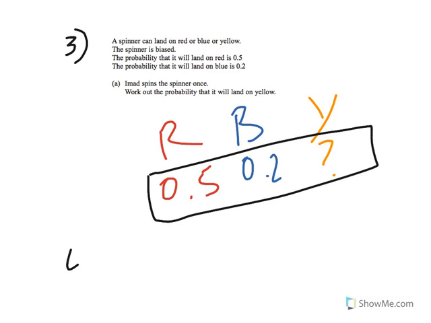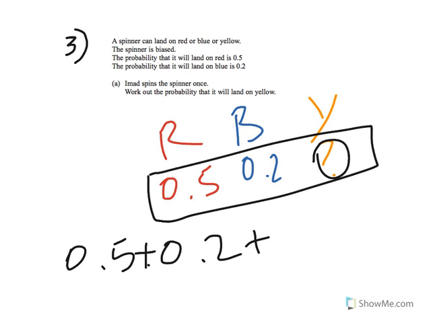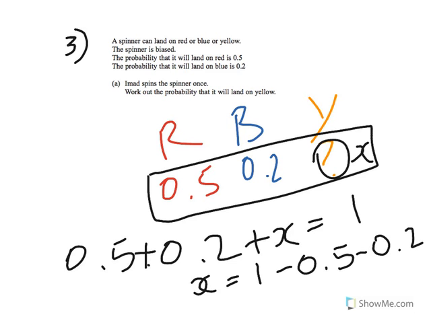So that means that 0.5 plus 0.2 plus, let's say the probability of yellow, we'll call it x, will give me 1. So x is equal to 1 minus 0.5 minus 0.2, again basic algebra. So that means that the probability that it will land on a yellow is 0.3, because x is the probability that it will land on a yellow.